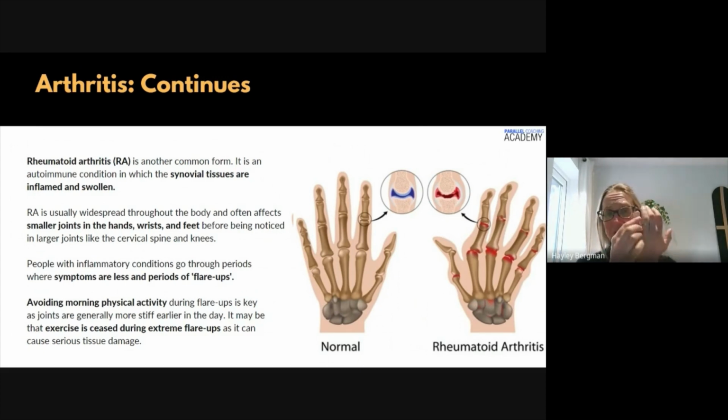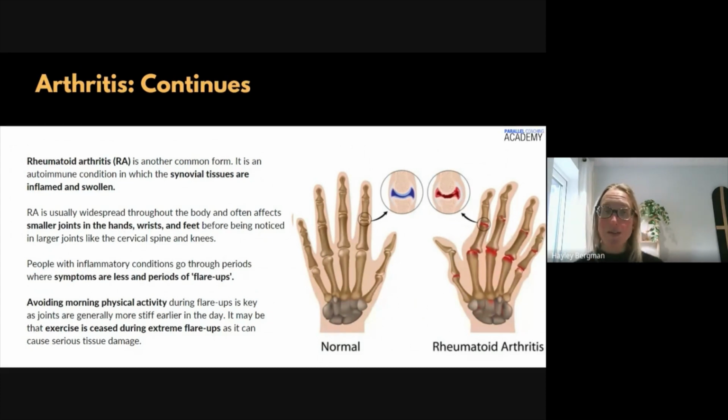So if you think of all our synovial joints, inside those synovial joints we've got our capsule, we've got the synovial tissue, we've got the actual liquid inside it, and it's usually the whole joint, that synovial tissue around that joint, that becomes inflamed and swollen. Now, because it's autoimmune, these are prone to have flare-ups. So they might feel good for a little while, and then they might feel bad for a little while. They might have moments whereby inflammation gets worse for no apparent reason.